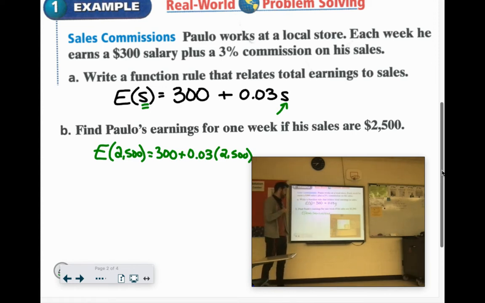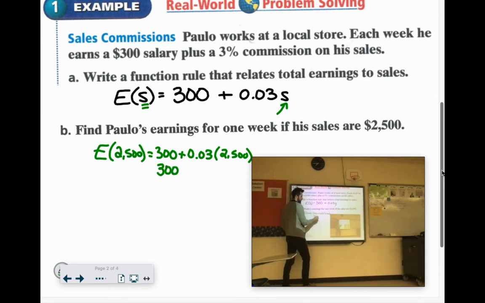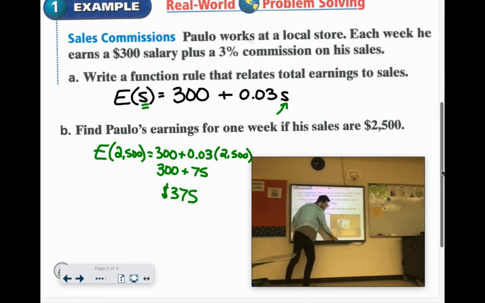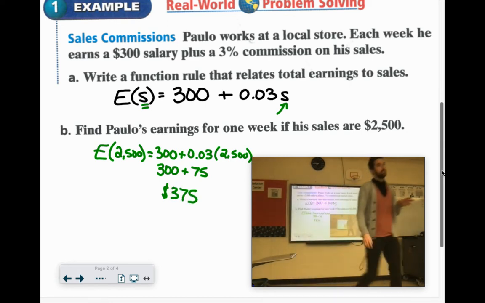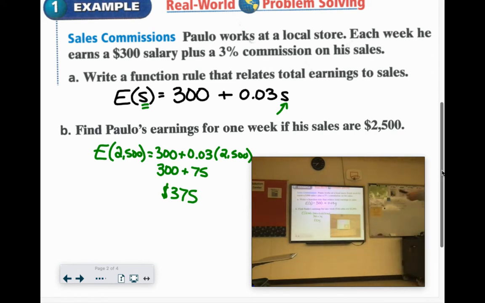1% would be $25, so 3% would be $75. So you get $300 plus his $75 commission, so you earn $375. I want to double check that. I'd hate to have that wrong on these notes for you. Let's see, 0.03 times 2,500. All right, $75. Cool.